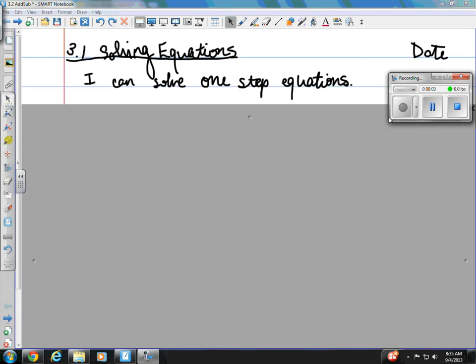Hello, today's lesson is 3.1 solving equations. Go ahead and put the date. And our goal for today is that I can solve one-step equations.